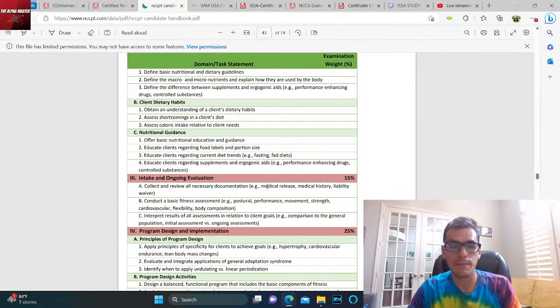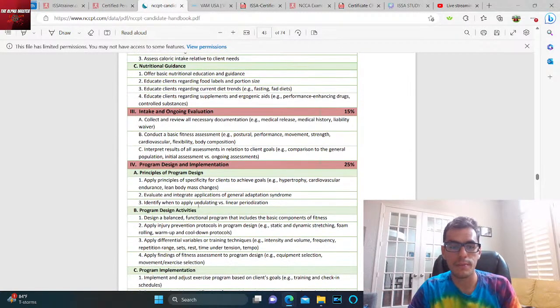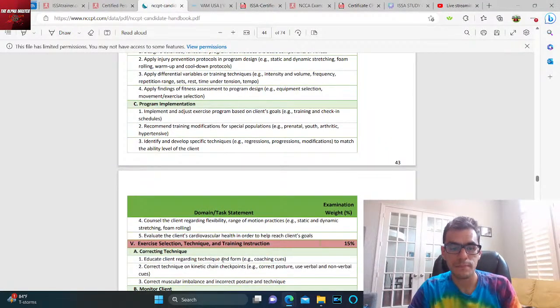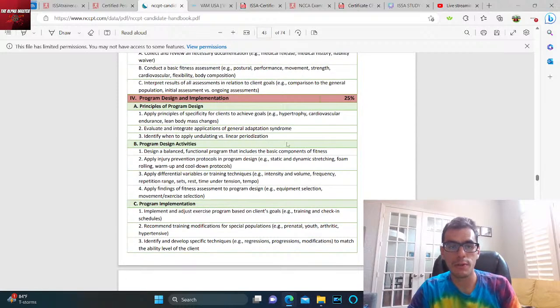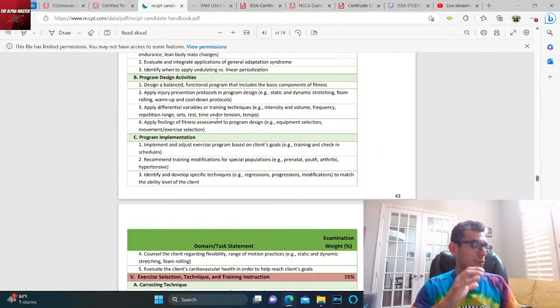We also finished some of the program design and implementation. We finished some of the principles of program design, and implementation program design activities. We still need to go over the program implementation because we haven't gone over special populations yet. But we already went over our principles of program design. And we need to go specifically over each type of training category.